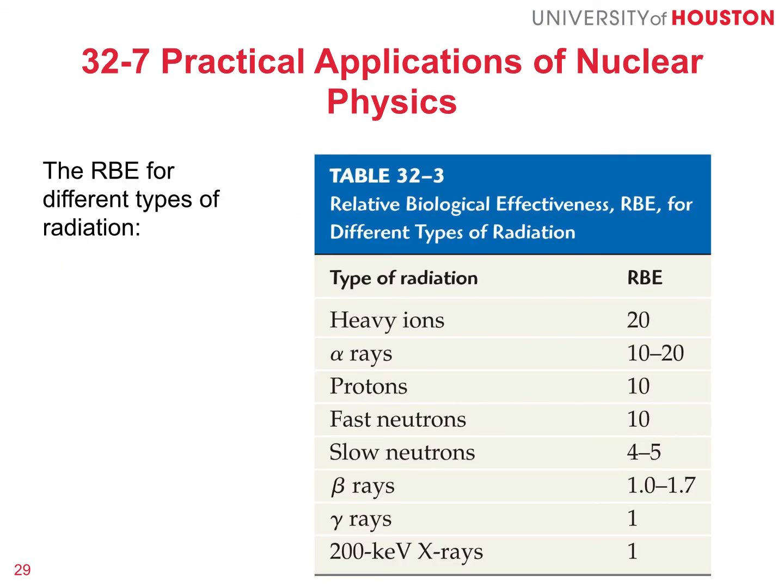Here is a comparison of RBE for different types of radiation. So we've discussed alpha rays and beta rays and gamma rays, but there are other types of radiation such as fast neutrons, slow neutrons, protons, and heavy ions. The bigger this number, essentially the more effective the radiation is, because one needs a smaller dose to produce the same biological effect as a dose of 200 keV X-rays.